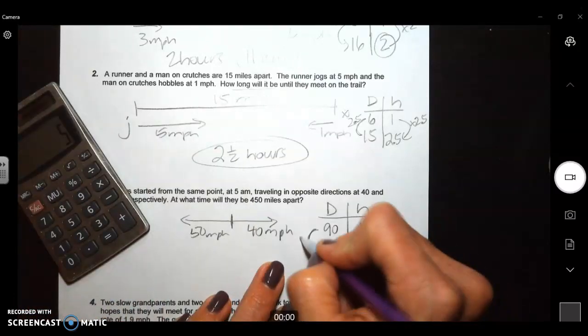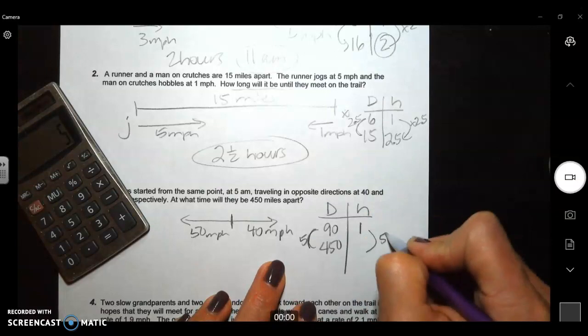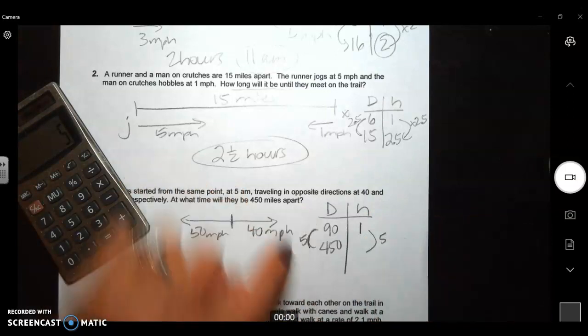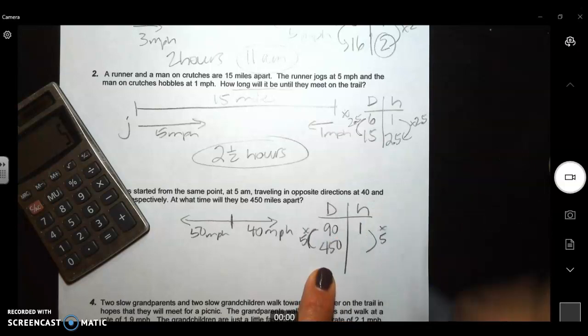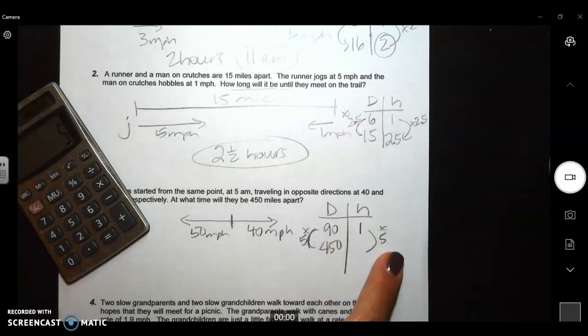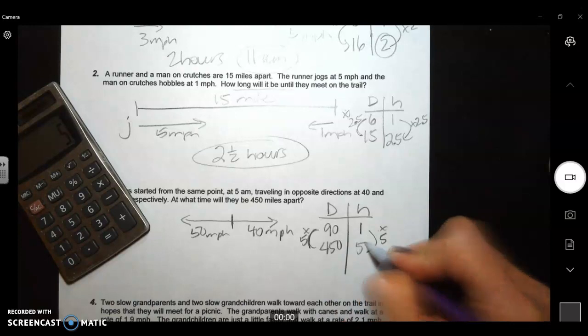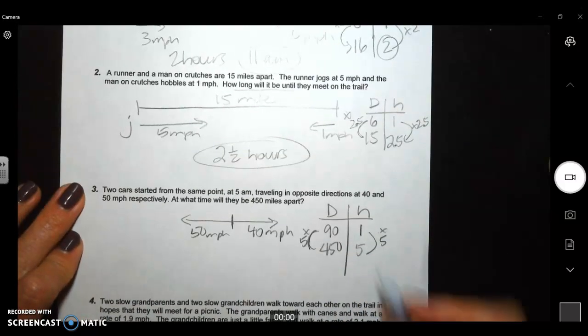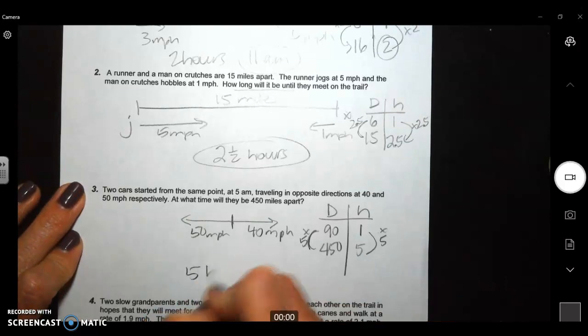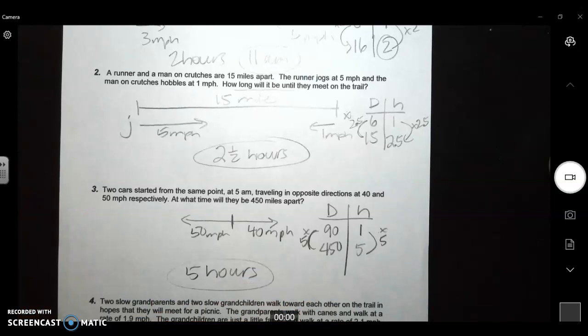So I know that I'm either multiplying or dividing by 5. Well, I'm getting from 90 to 450, and that's getting bigger, so I'm multiplying by 5. Multiplying by 5, and 1 times 5 is 5. So it's going to take them 5 hours to be 450 miles apart. Look right here.